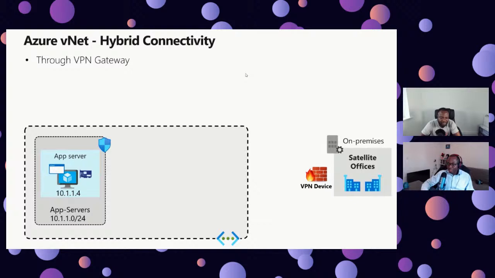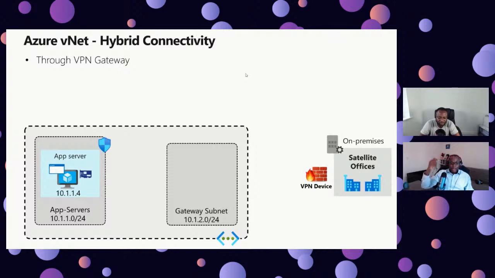I have a VPN device on premises. That could be a firewall. I have that on premises. On my Azure virtual network, I create something called a gateway subnet. And that subnet has to be called that name. It cannot be called any other name. It has to be called gateway subnet.